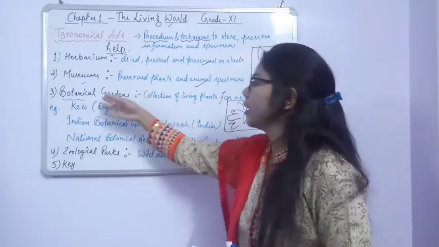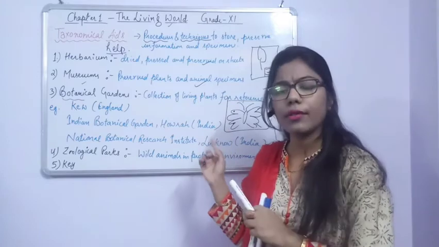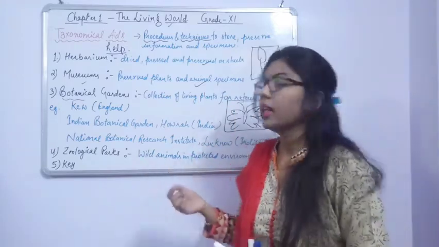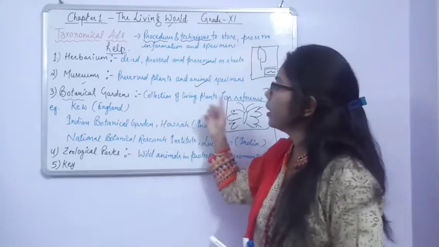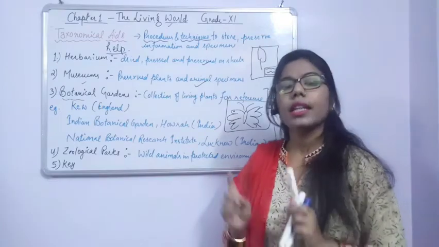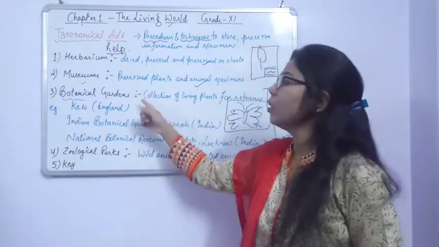For example, here I have written collection of living plants for the reference. What is the meaning of reference? So that if you get any plant or any tree, we will compare it with the plants which are in this botanical garden, so that we will come to know that yes, it is just similar to that which is present in the botanical garden.